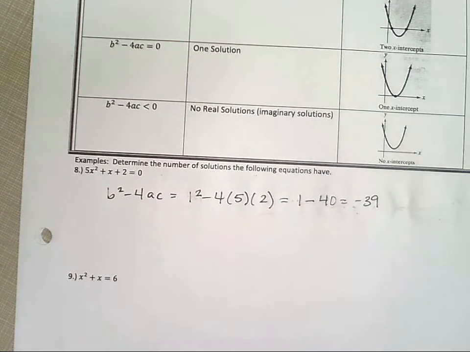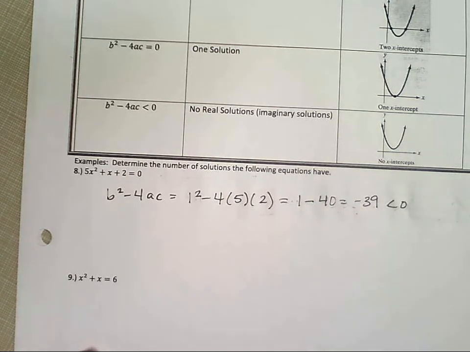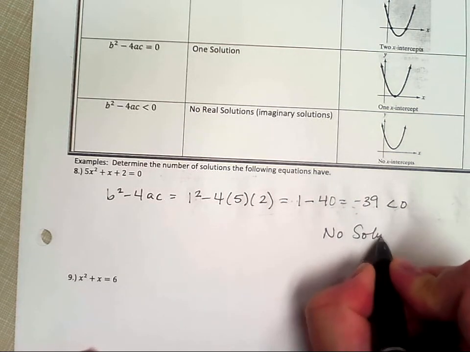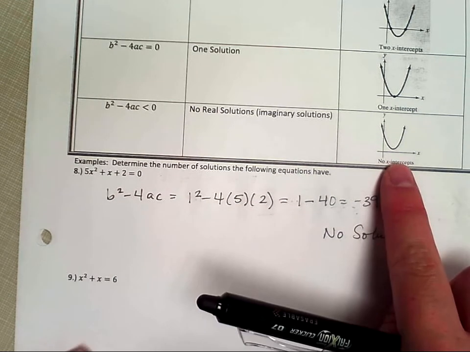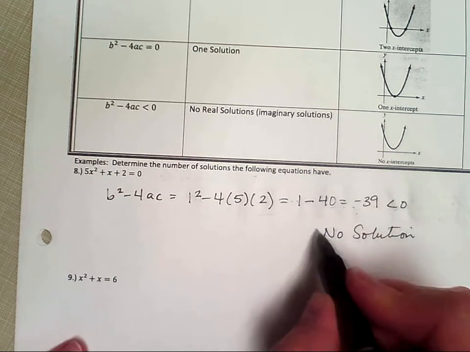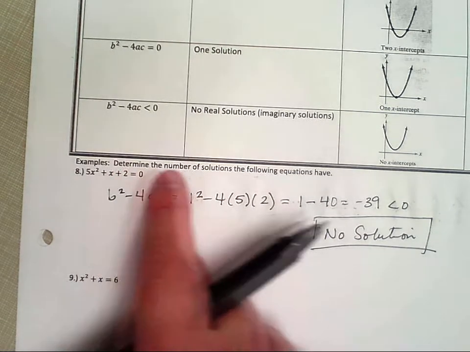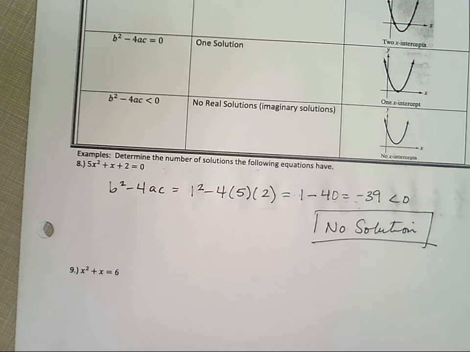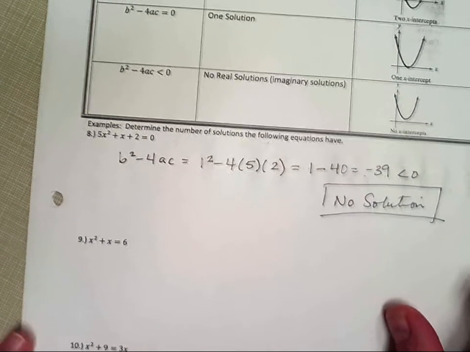Which is less than 0, right? So that means I have no real solutions. And that means if I graphed this function, it would not intersect the x-axis. So no solution. It says determine the number of solutions: 0. The number of solutions is 0. Okay, number 9.